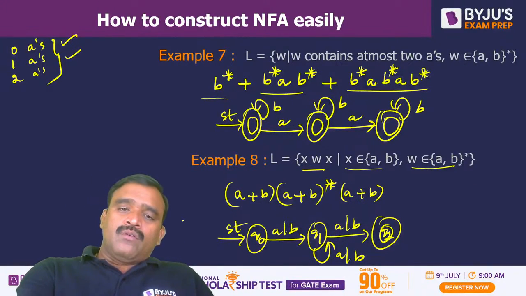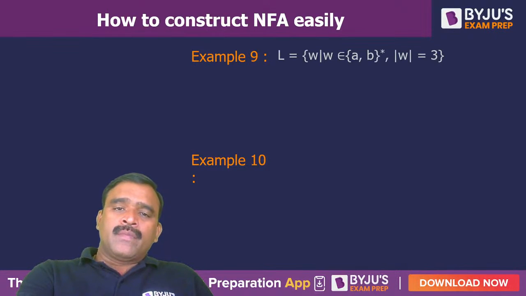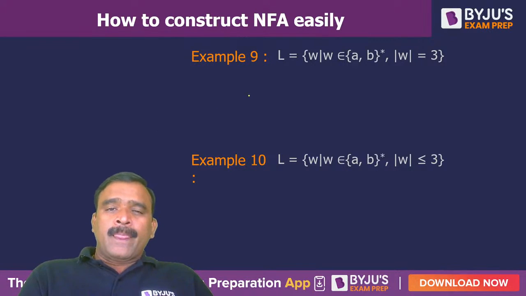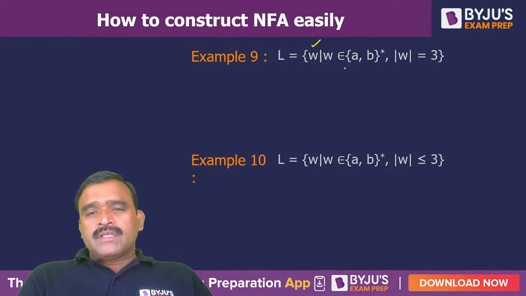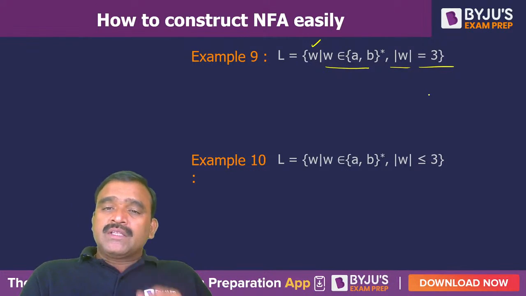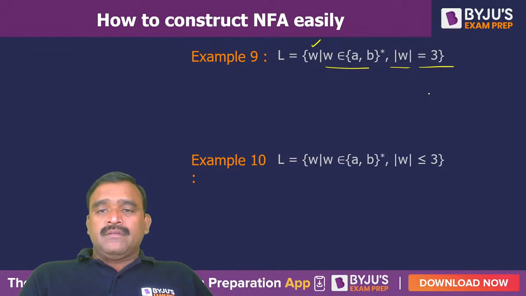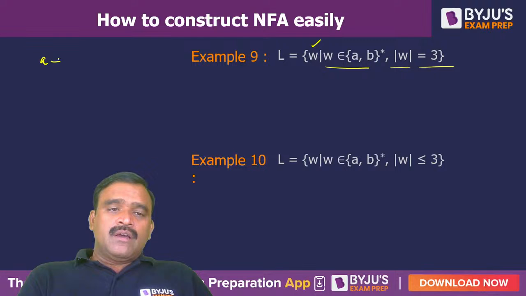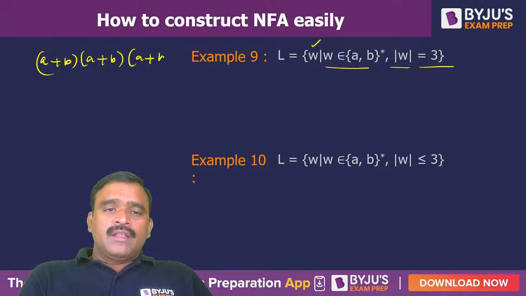Now coming to question number 9 and 10. L is equal to W such that W is a string of A's and B's and modulus of W is equal to 3. So that means string length should be exactly 3, which means A or B, A or B, A or B. So it can be any string of length exactly 3.